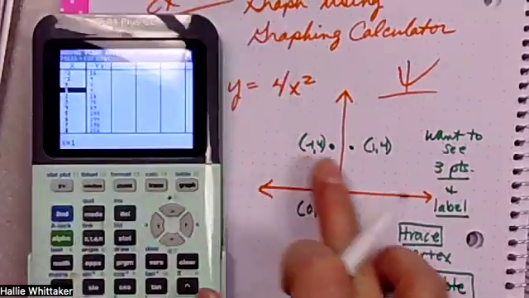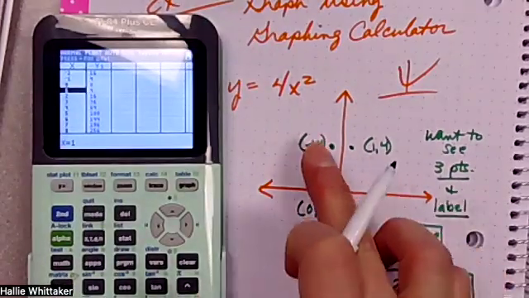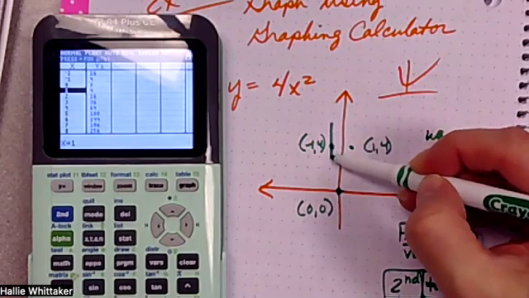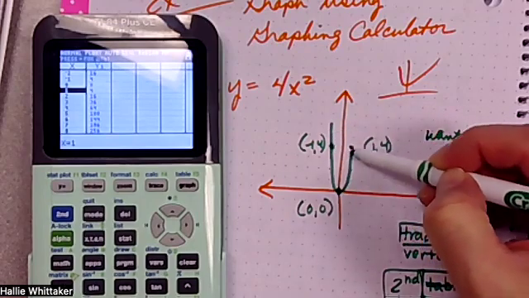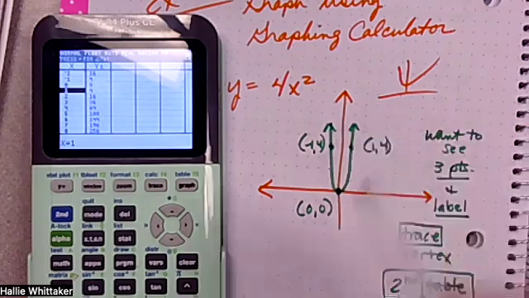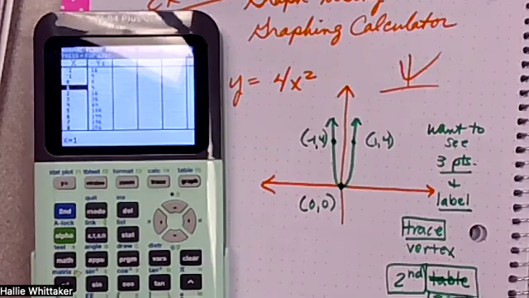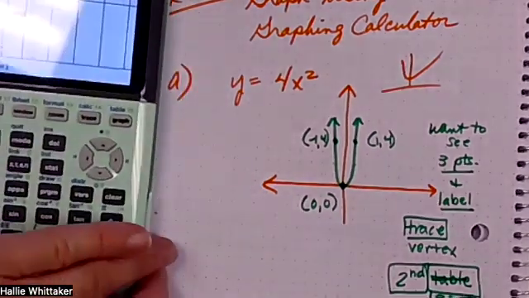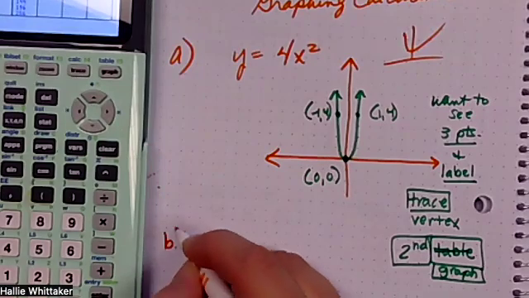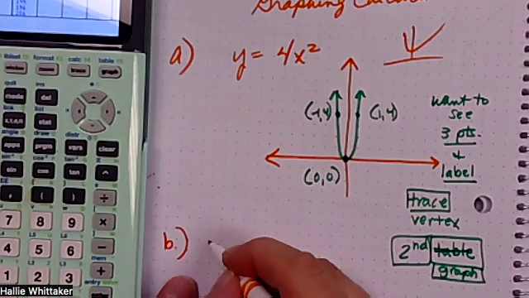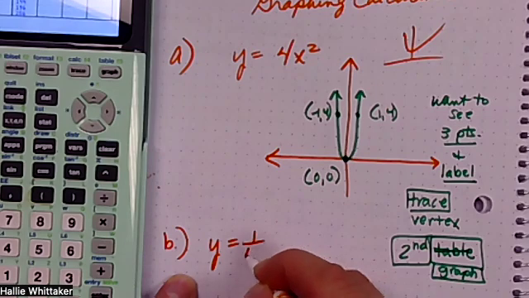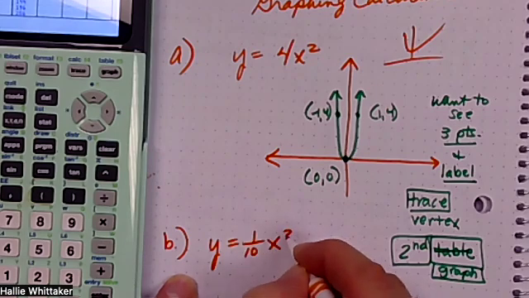Okay, so once you get 3 distinct points and label them, then draw. This thing gets steep quickly. Then I know you actually did it and you're a little bit more familiar with your graphing calculator. Okay, so let's do one more example for that. We are almost to the end of all that you need. Let's do y equals 1/10 x squared.